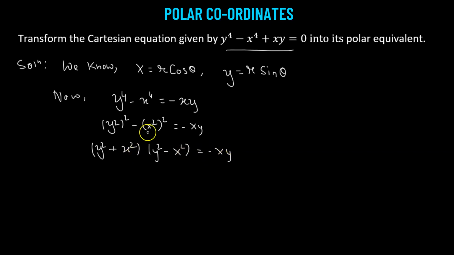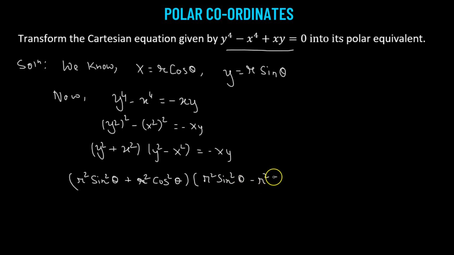Now we'll substitute the values of x and y with r cosine theta and r sine theta respectively. So y squared is going to become r squared sine squared theta, plus x squared, which will become r squared cosine squared theta. This will get multiplied by y squared minus x squared. So y squared will be r squared sine squared theta minus x squared, which will be r squared cosine squared theta, equals negative. Now we have the product xy, so we get r squared cosine theta times sine theta.